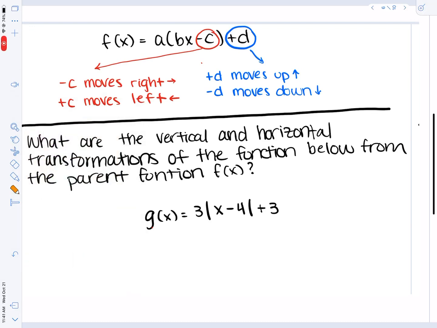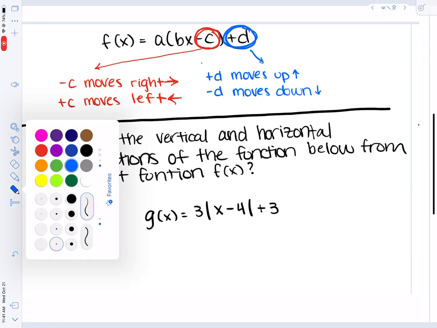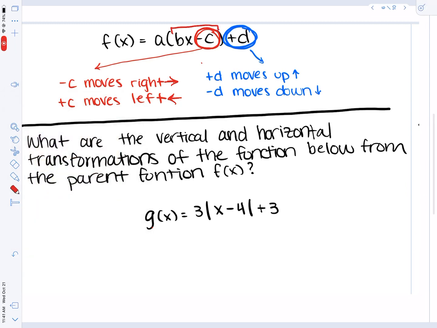Okay, so we're still working on transformations, and we have our rules up here. Negative c is inside. If it's negative c, it moves to the right. If it's a positive c, it moves to the left. And then we have our d on the outside of the house. Remember, inside the parentheses or any symbol is inside the house. Outside is outside. If it's a positive d, it moves up. If it's a negative d, it moves down.